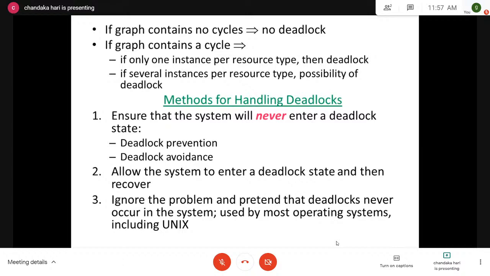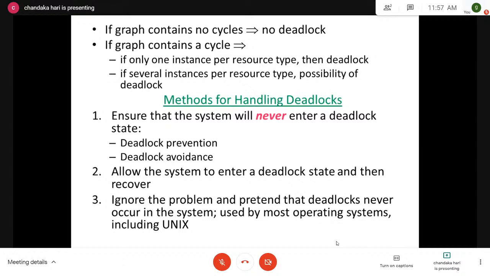This is the second type. And the third kind of solution is to ignore the problem altogether and pretend that deadlocks will never occur in the system. This is the solution most operating systems use. If deadlock is encountered, the user forcibly stops the execution of one of the processes by ending it. Most operating systems, including Unix, use this particular technique.